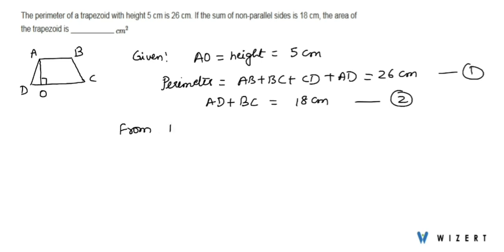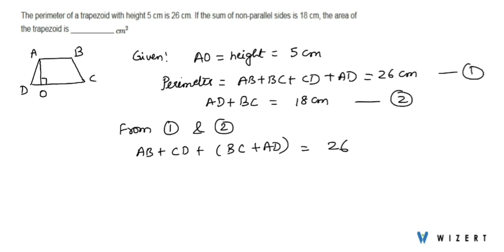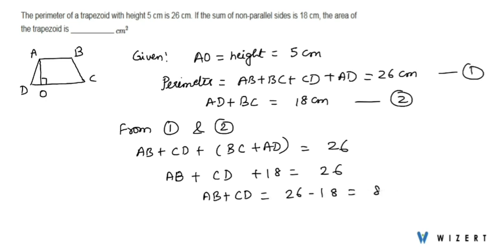So from this first and second equation we can say that AB plus CD plus, let's club BC and AD together, so this is 26. So from equation 2 we can say BC plus AD is 18 cm. So let's substitute that. After substituting we will get AB plus CD as 26 minus 18. So 26 minus 18 is 8 cm. So here we get AB plus CD, that is the sum of the parallel sides, as 8 cm.